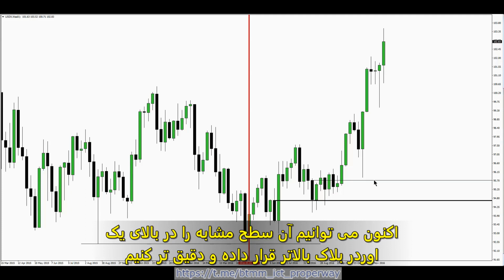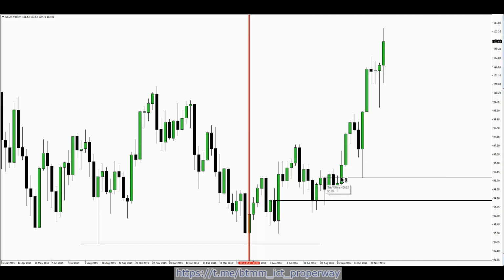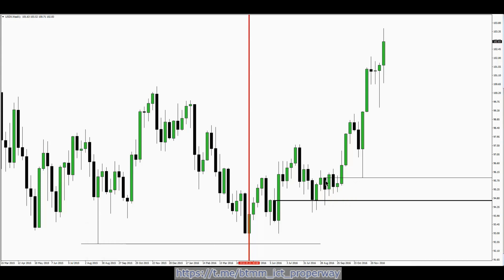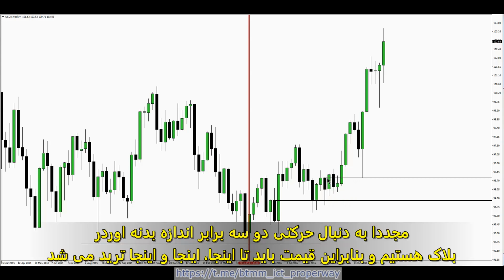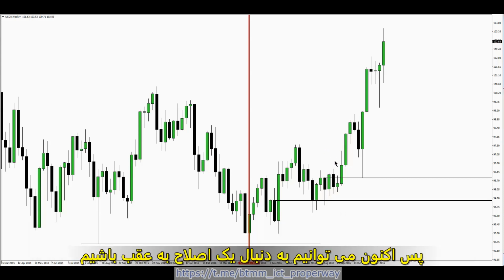So now we can refine that same level just up to a higher time frame, or not a higher time frame, but a higher order block. So now we can refine our level to that point right there. Price moves away, trades through this candle's high right here, validating this is a bullish order block. Again, we're going to be looking for a rally of 2 to 3 times the order block's body's height. So it has to trade about here, here, here. So at this point here, we have a valid swing. So now we can look for a retracement back down.